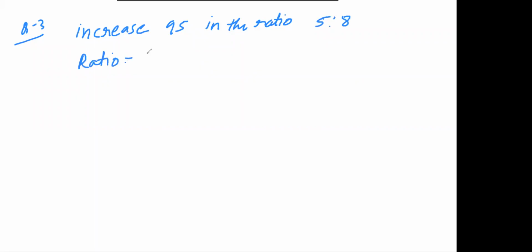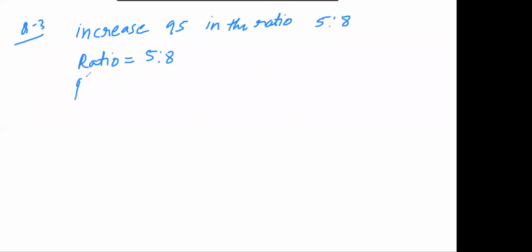Third question says increase 95 in the ratio 5:8. Okay, so first you will write the ratio which is given, 5:8.